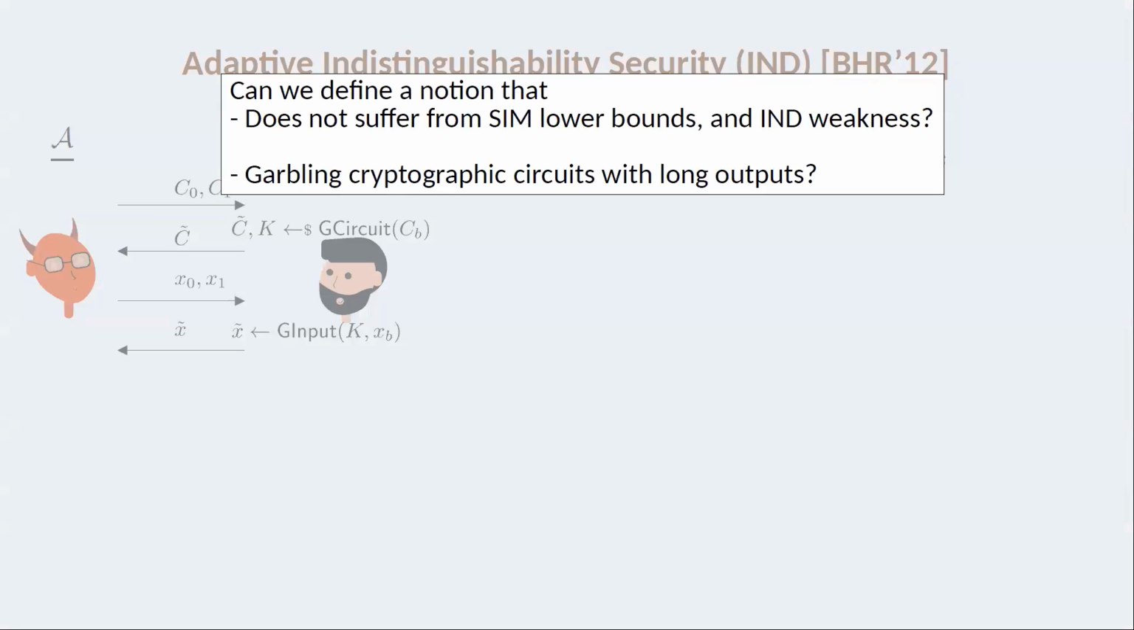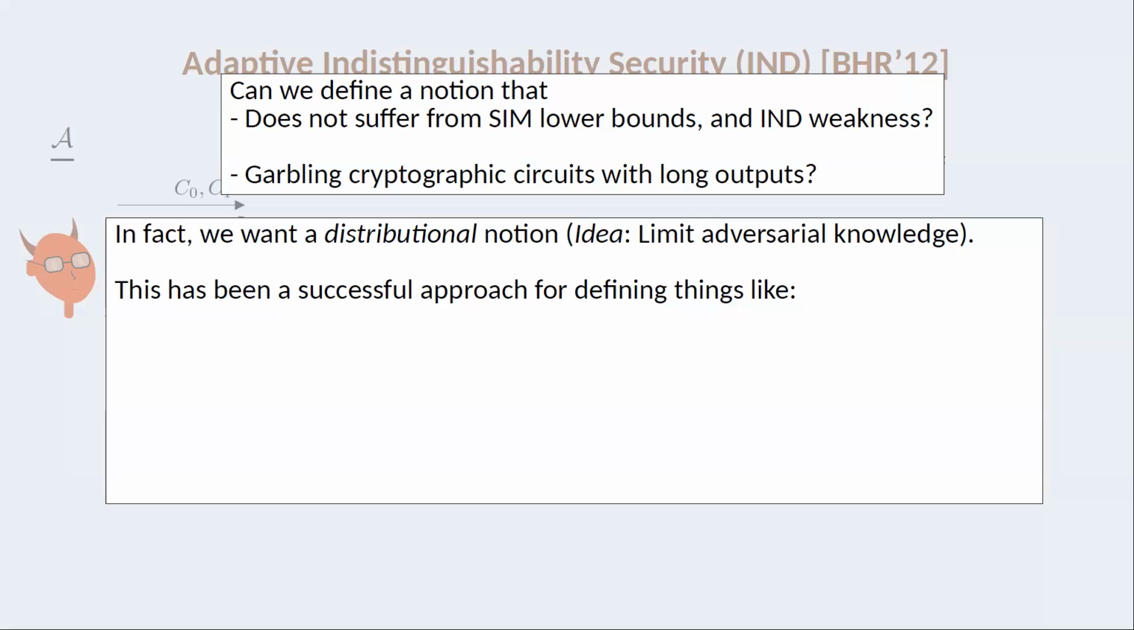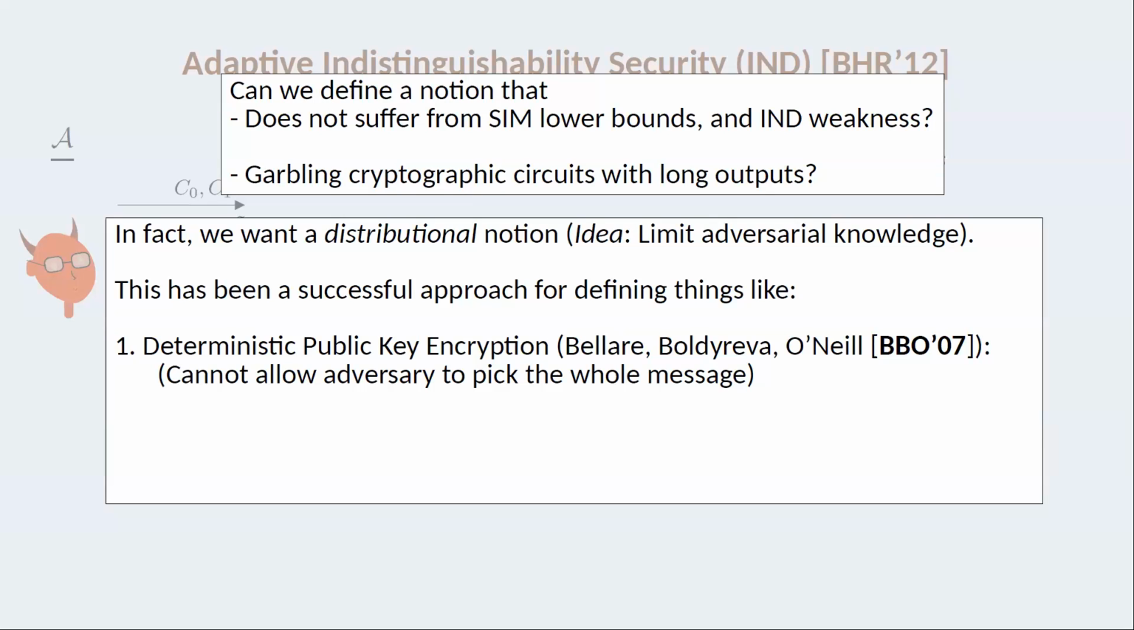So, the main research question is, can we define a notion that bypasses SIM and yet is not as weak as IND and is suitable for garbling cryptography with long outputs? And our idea is maybe we need to limit what the adversary can do. We don't want the adversary to choose the entire circuit and the entire input. And this is also known as a distributional approach. And it's not strange, and it has been used successfully in defining other things like deterministic public key encryption.